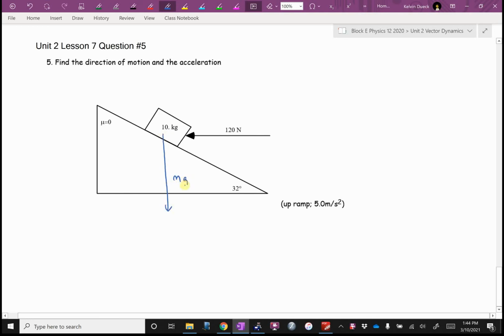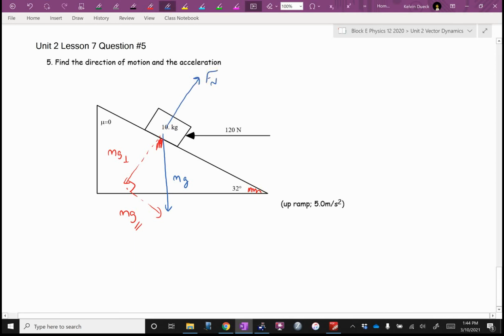So I'm going to have mg components: mg perpendicular, mg parallel, and I'm going to color those. I'm going to have normal force.